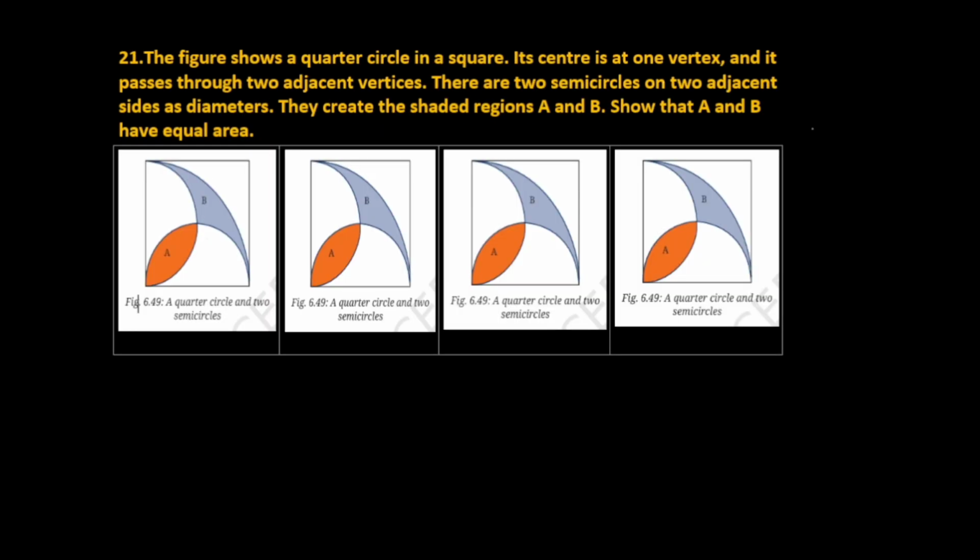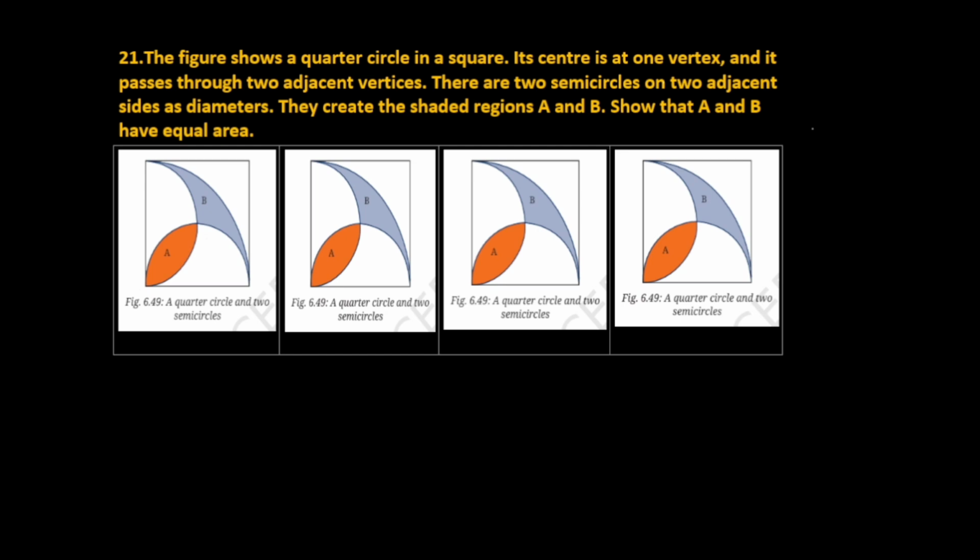Question number 21. The figure shows a quarter circle in a square. Its center is at one vertex and it passes through 2 adjacent vertices. There are 2 semicircles on 2 adjacent sides as diameters. They create the shaded regions A and B. Show that A and B have equal area.